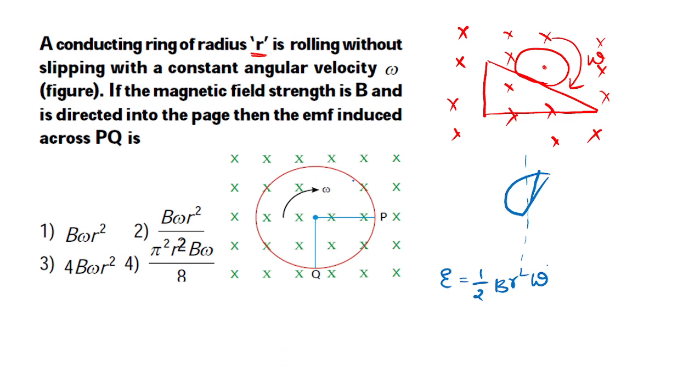Even though it rotates any amount, if we ask P and Q also, here and here, anywhere he asks, the formula will be half into B into R square into omega. Clear? So which answer will be correct here? Option 2 will be correct. Clear? So it is the area shift concept.